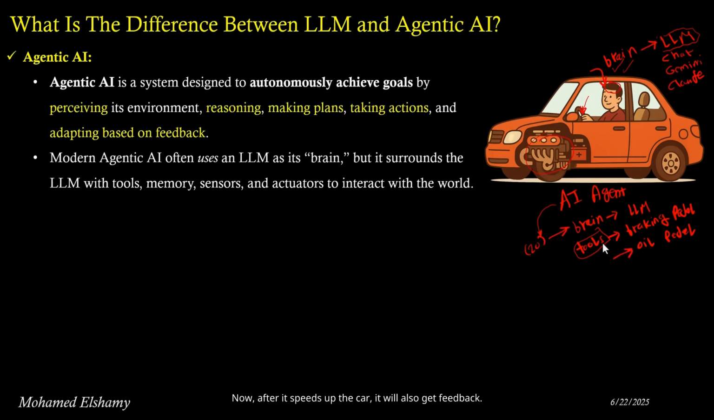Now, after it speeds up the car, it will also get feedback. Where does this feedback come from? The feedback will come from the car's dashboard, where the speed will be displayed. Let's say it's 130. So once it sees that the speed is 130, it will start to maintain that speed or keep its foot steady on the gas pedal.